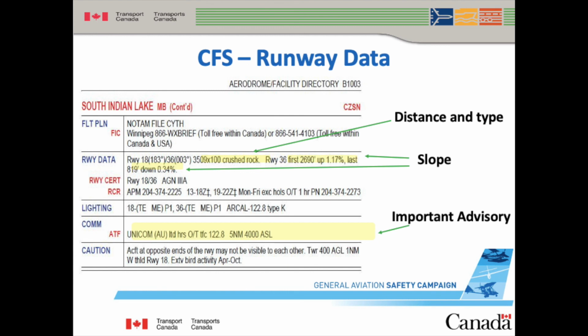This is a portion of an airport entry out of the CFS, where it gives you some information about runway data, like distance, length of runway, type of surface, a slope if there's any, and sometimes advisories. So basically, all that stuff you find in the CFS.